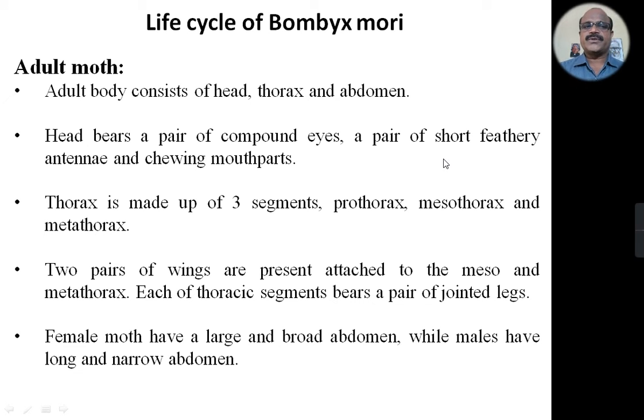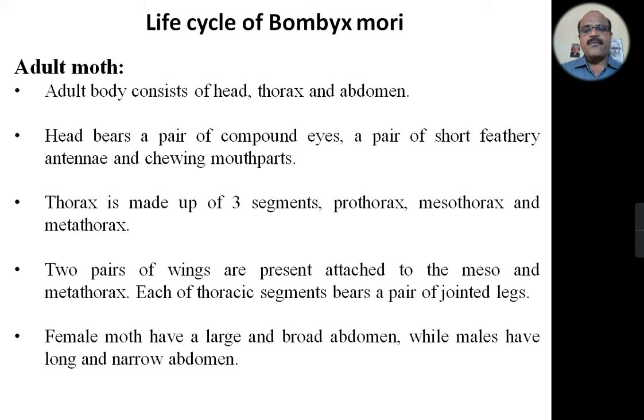adult moth. So now the adult moth has its own different characteristic features. The adult moth body consists of head, thorax and abdomen. The head bears a pair of compound eyes, a pair of short feathery antennae and chewing mouth parts. Then the thorax is made up of 3 segments: prothorax, mesothorax and metathorax.